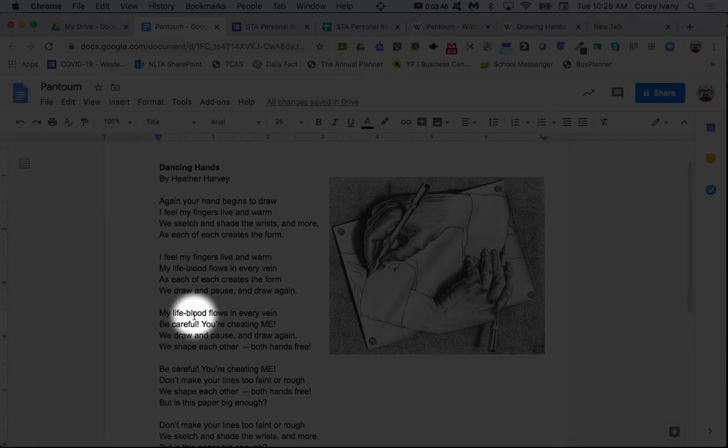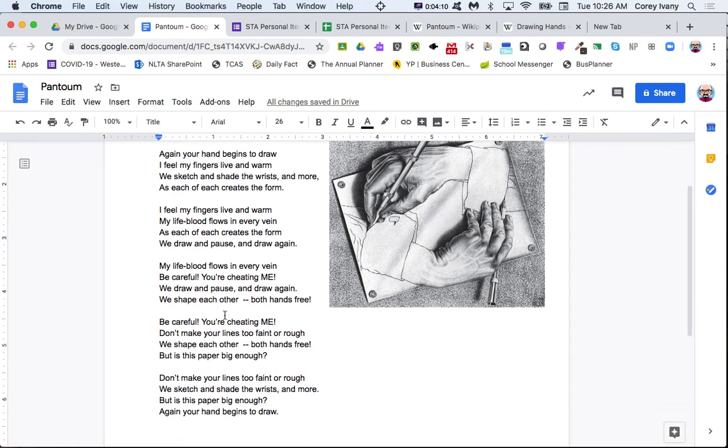So again, we've got the rhyme scheme, A, B, me and free, and vein and again, they do rhyme. But you've also got that repetitiveness of the second line becoming the first, and the fourth line becoming the third. And that pattern continues into the next stanza.